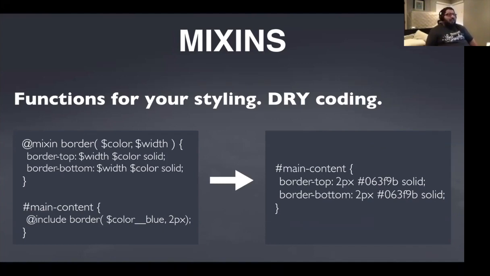It's actually the function being defined. And then underneath it, main content, I just do include and then border as a function, and I pass in the blue color, and I pass in 2 pixels. And then on the right, you see the compiled CSS, which adds in the 2 pixels, the color, and the solid. Well, the solid's already defined in the function, but as you can see, it just adds all that in.